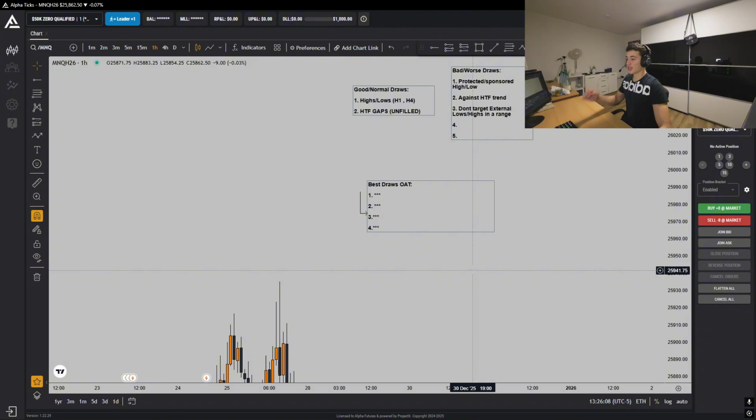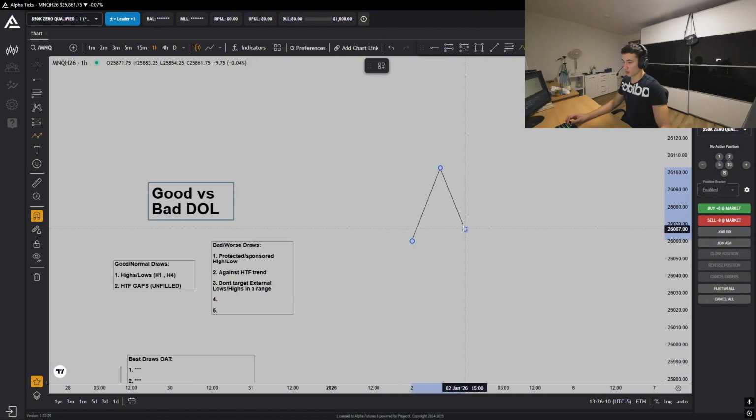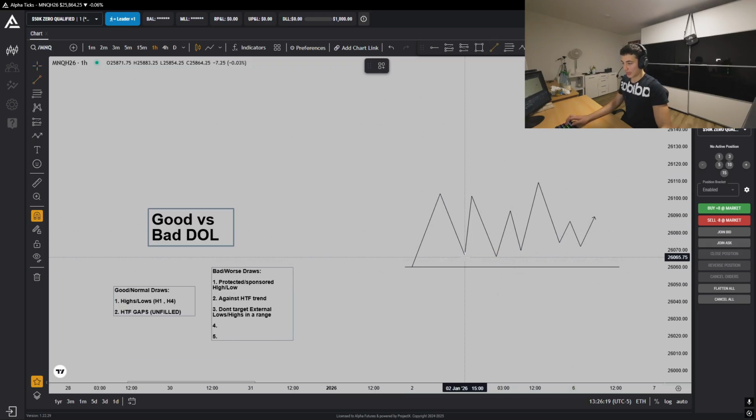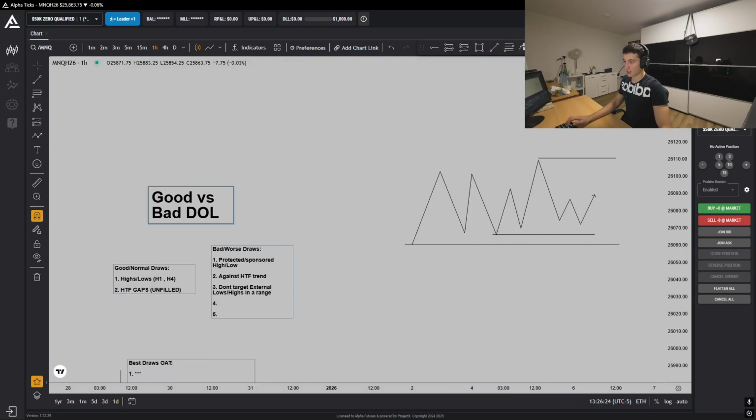Usually in a range, what are we doing? Usually we don't take the first draw that was put in, like the external draws right here. Don't target those. Because usually, if we are going to keep doing this range thing, we are going to bounce back somewhere around those levels right here, and we're not going to take out external liquidity.